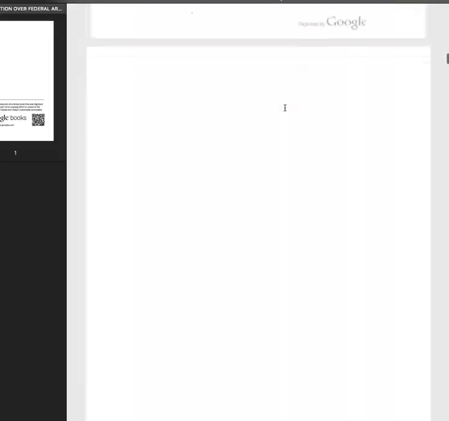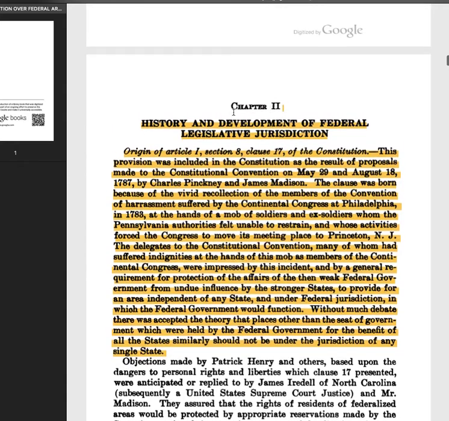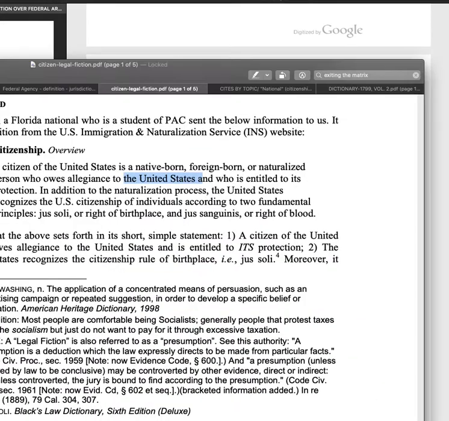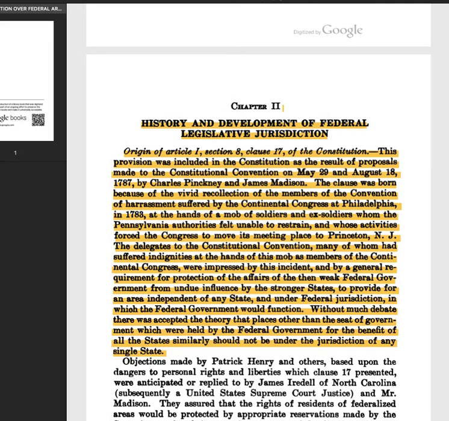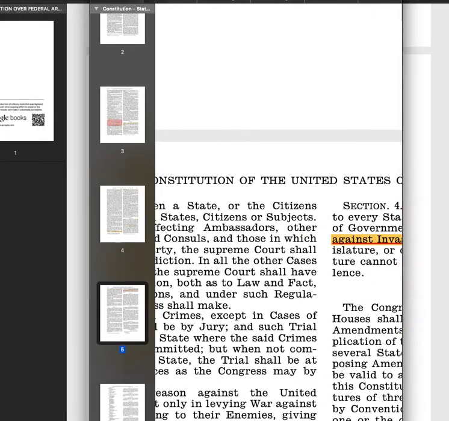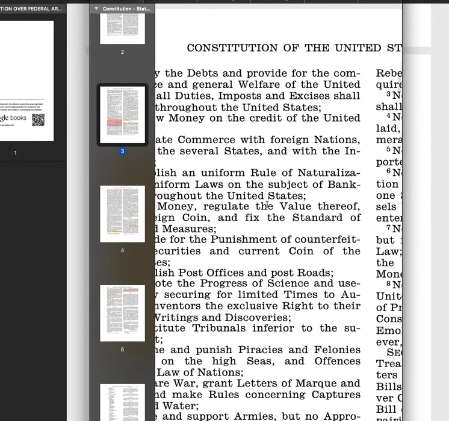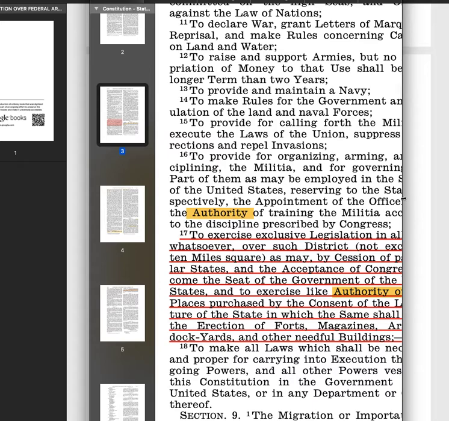Okay, so we're going to go down to chapter 2, and it says history and development of federal legislative jurisdiction. What it's talking about here is why they put in the Article 1, Section 8, Clause 17 section, where it talks about the federal government being the authority on the federal lands without state interference, and why they needed to do that. So real quick, I talk about this section all the time, and we'll go over it real quick.